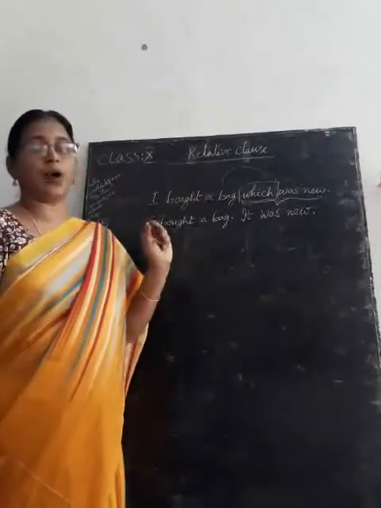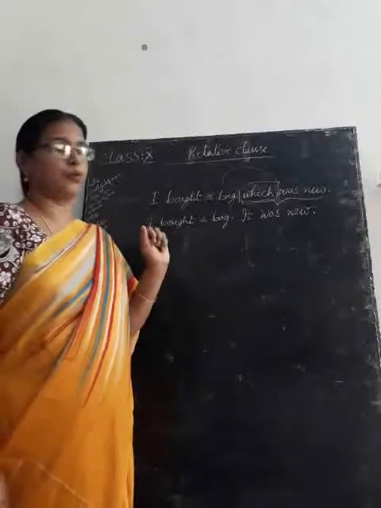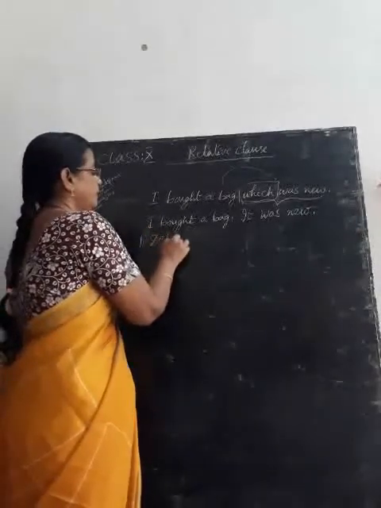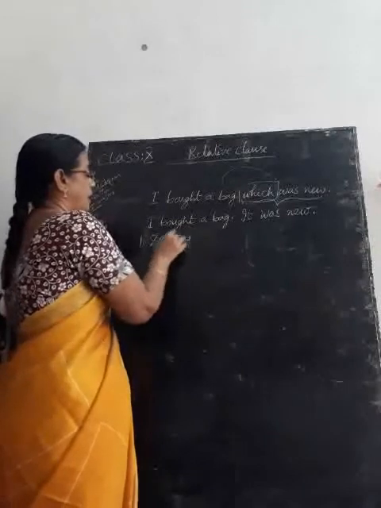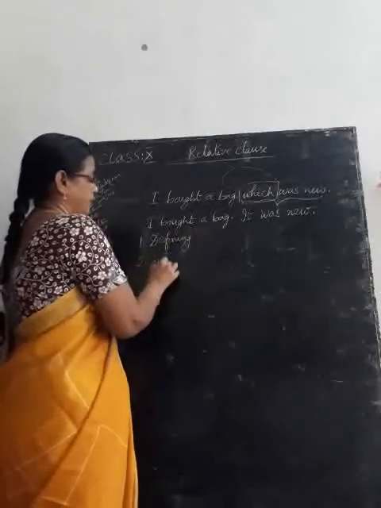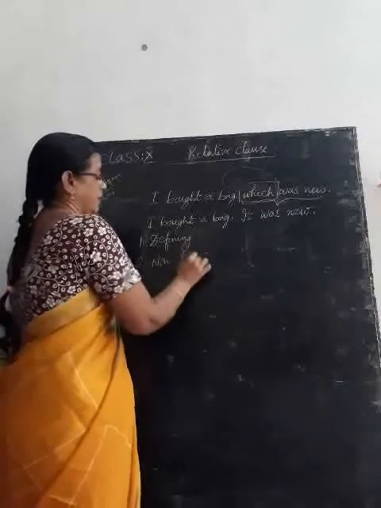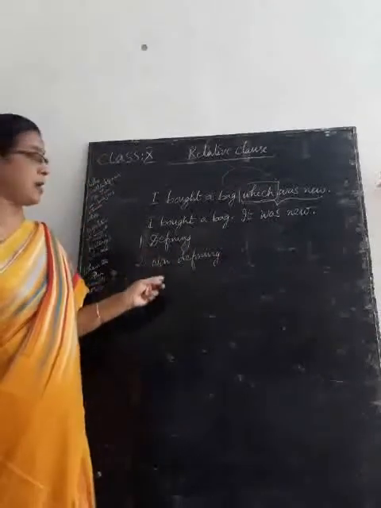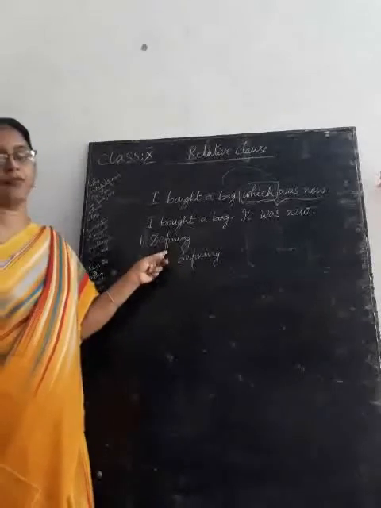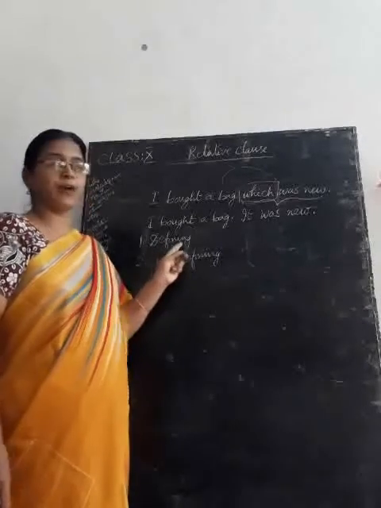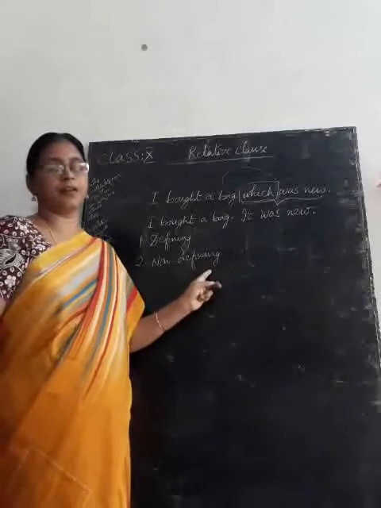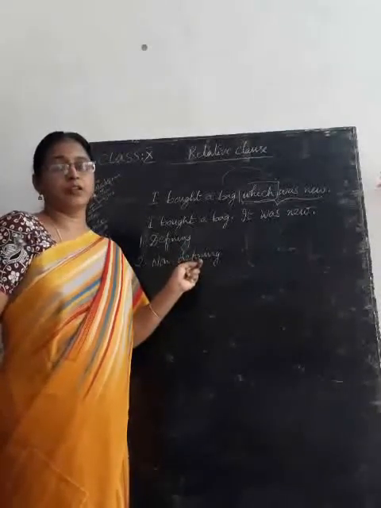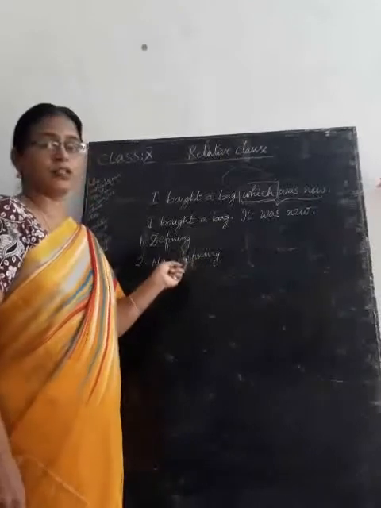They are of two kinds. Relative clauses are two kinds. One is defining and another one is non-defining relative clause. Those two are given in your textbook, page number 11. Students, look at the textbook while watching video.